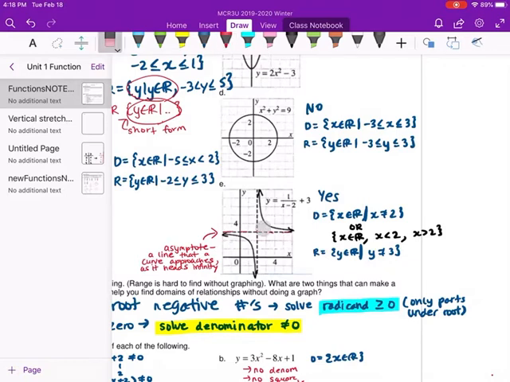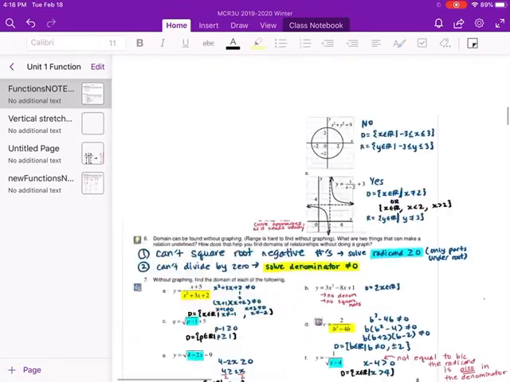And so that's why when we write down the domain and range, I'm not going to include x equals 2 and y equals 3. I write that by writing x can't equal 2 and y can't equal 3. So, all right.